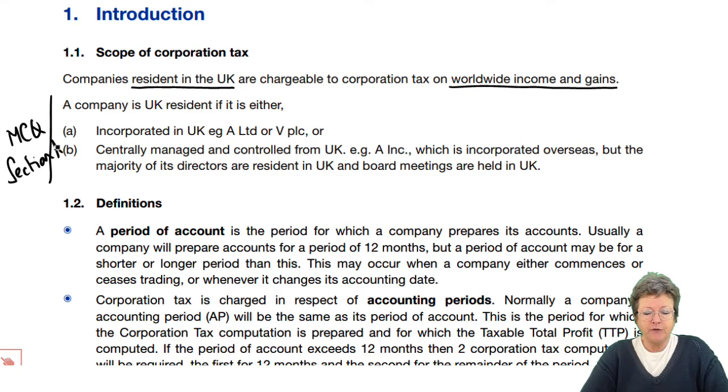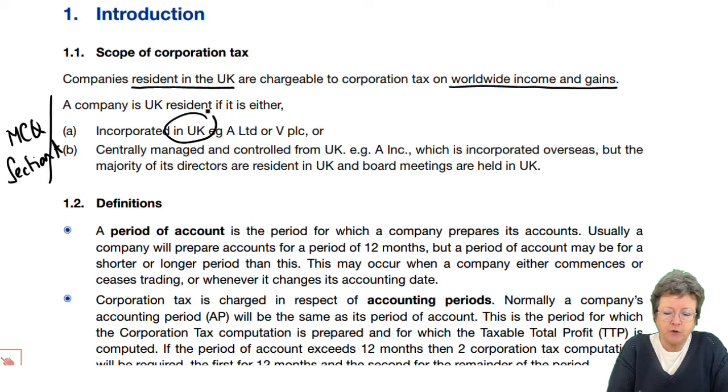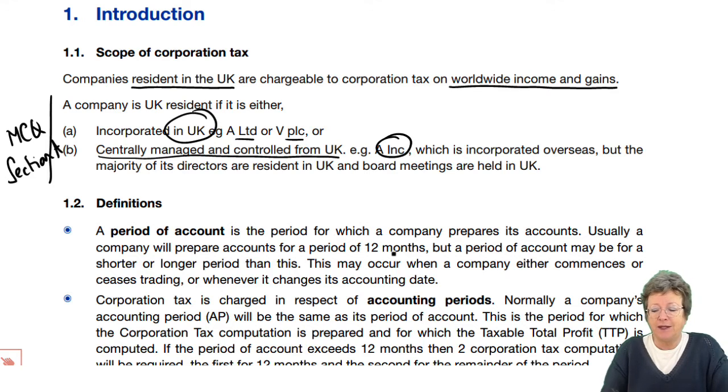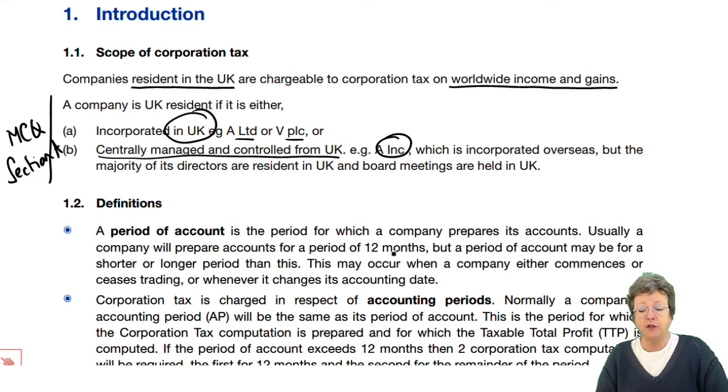So, a company is resident in the UK if it's incorporated here. Okay, if it's incorporated, and you'll be able to tell. Or it is centrally managed and controlled from the UK. So you may see one that says Inc. That means it's incorporated overseas, but the majority of the directors are resident in the UK, and that's where the board meetings are being held. So just read the question carefully, but this again could be a multiple choice question. Could you define what is a UK resident company?